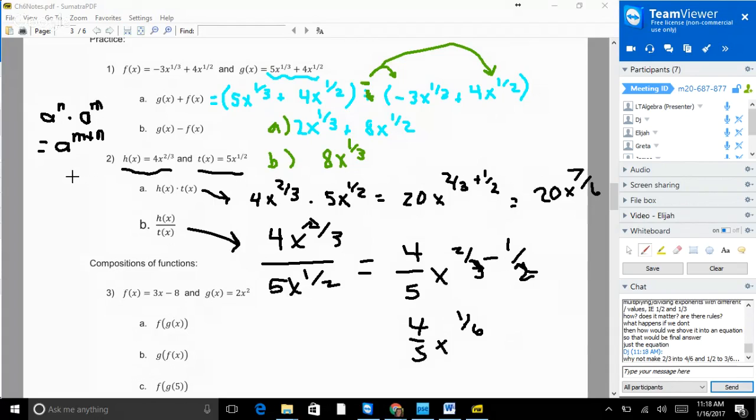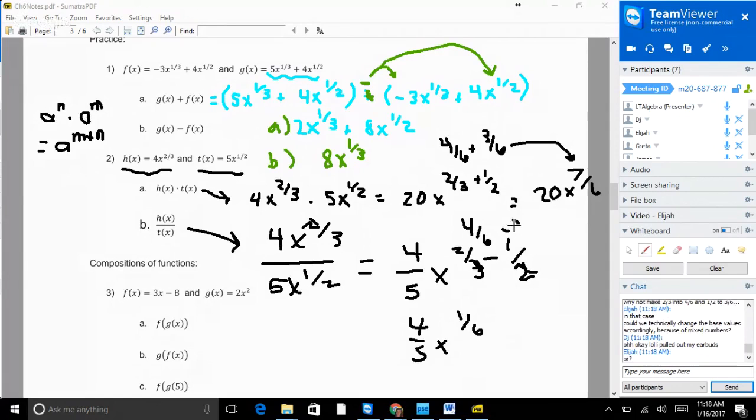Daniel says, why not make the 2/3 into 4/6 and the 1/2 into 3/6? Yes, that's what you should do, Daniel. I was just kind of being lazy and not writing that out. So up here, this should be 4/6 plus 3/6, which will give you 7/6. You got it, Daniel. And then down here, you're going to have 4/6 minus 3/6.